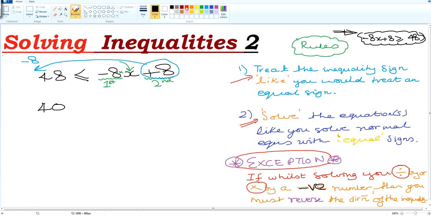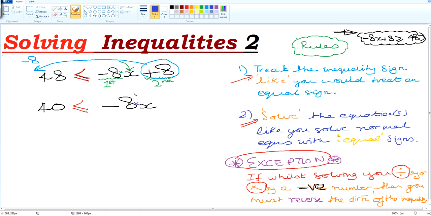Inequality sign, I'm just copying straight back in. We say okay, and then we have here minus 8x. So the inequality originally read minus 8x plus 8 is greater than or equal to 48. So that's where we are now. Okay, what do we do next?